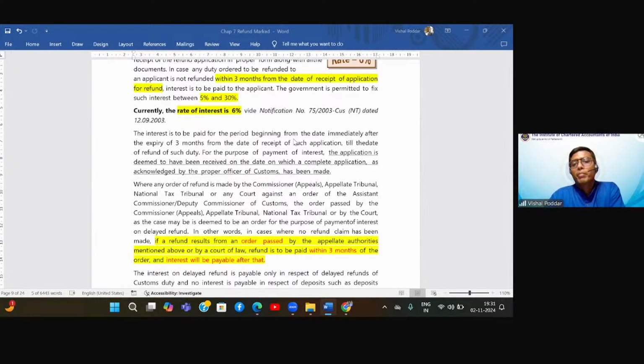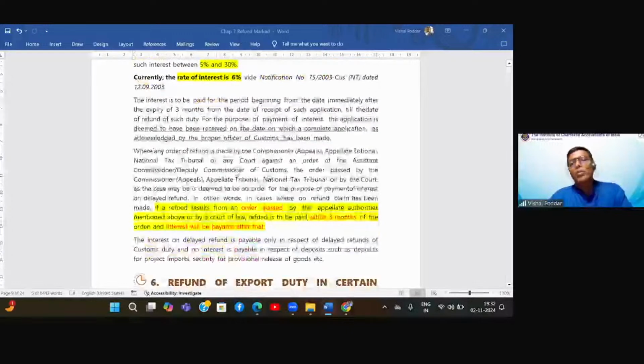So the interest is to be paid for the period beginning immediately after the expiry of 3 months from the date of receipt of the application till the date of refund. In my case, since refund was paid after 5 months of making the application, the first 3 months we will exclude, so you will get interest for the last 2 months. For the purpose of payment of interest, the application is deemed to have been received on the date on which the complete application along with all the relevant documents, as acknowledged by the proper officer of customs, has been made. So if your application is not complete in the first place, the 3 months timer will not start. It will start only when your application is complete.